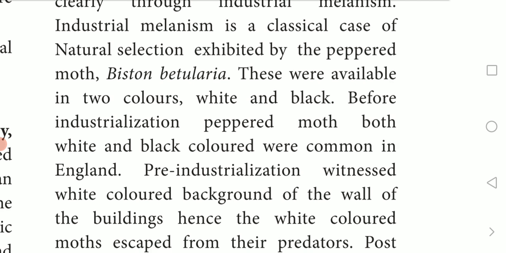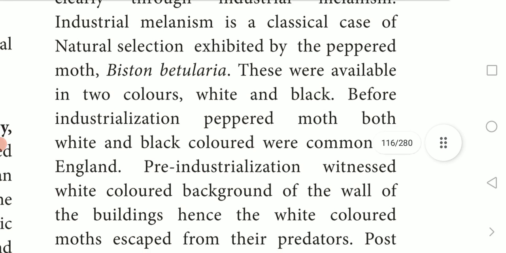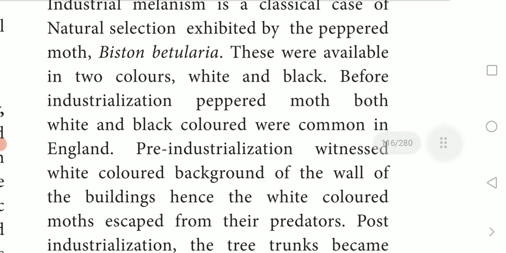Industrial melanism is a classic case of natural selection exhibited by the peppered moth, Biston betularia. So these are the types of moth.